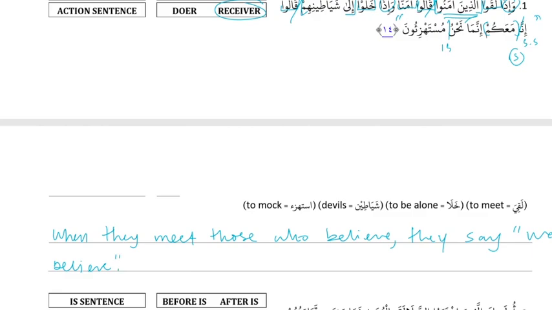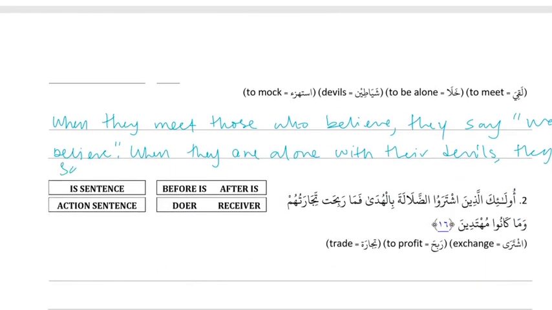And we're starting a new conditional sentence. وإذا خلوا. When they. And then again, we're going to translate to the present. When they are alone with their devils. Not to their devils. Right, with their devils. Comma, they say. Certainly we are with you. Inna ma'akum. So certainly we, and then the is goes there.